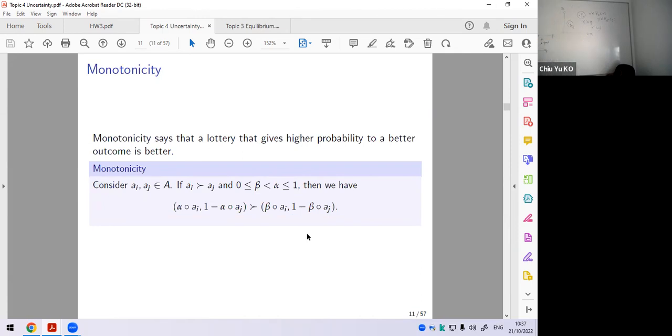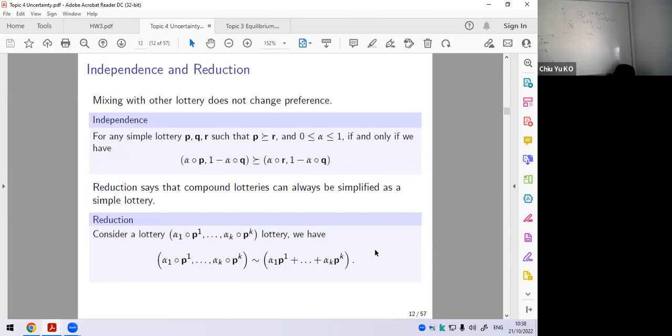And the last one, the axiom we talk about, is monotonicity. It says that if you have two outcomes, one better than the other, you would prefer the lottery that gives higher probability to the better outcome. The key point is strict preference. That's the only one that has empirical or experimental value, this strict preference. It doesn't include the equal case. So the last two are what we call independence and reduction.